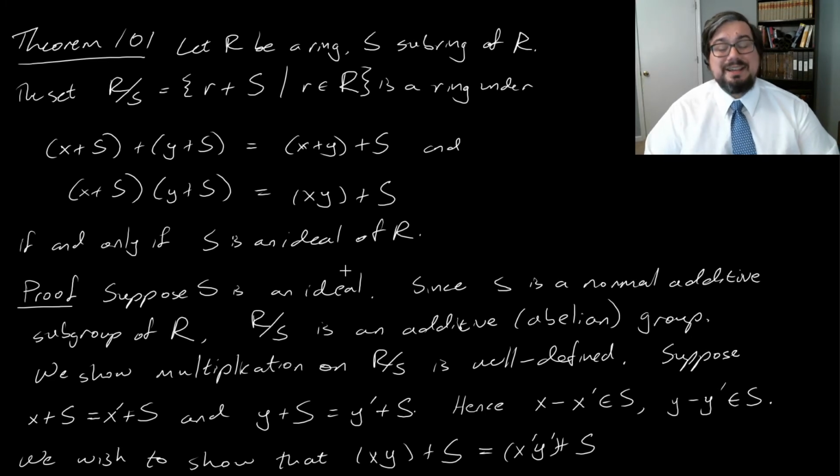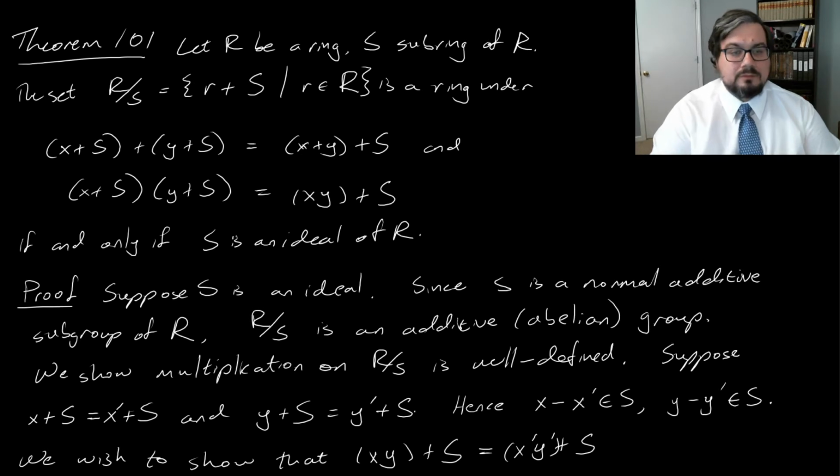If they did, then we would not have a well-defined operation. We'd have an operation which depends on the way that you wrote down one of the elements of this set and not just the element itself. So we want to show that these 2 cosets are equal under the assumptions that we've made.